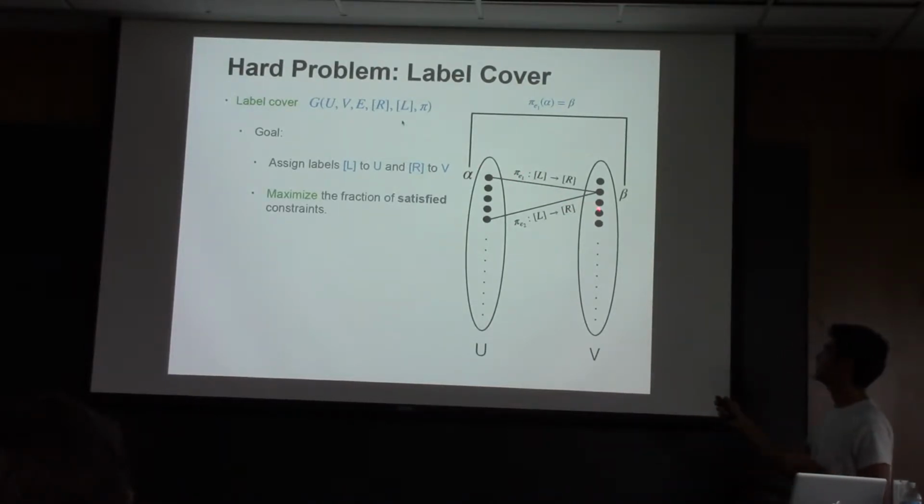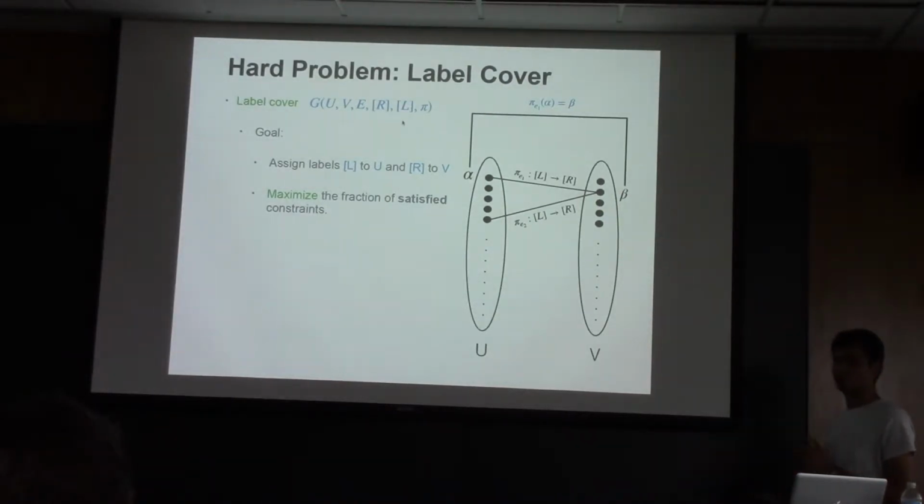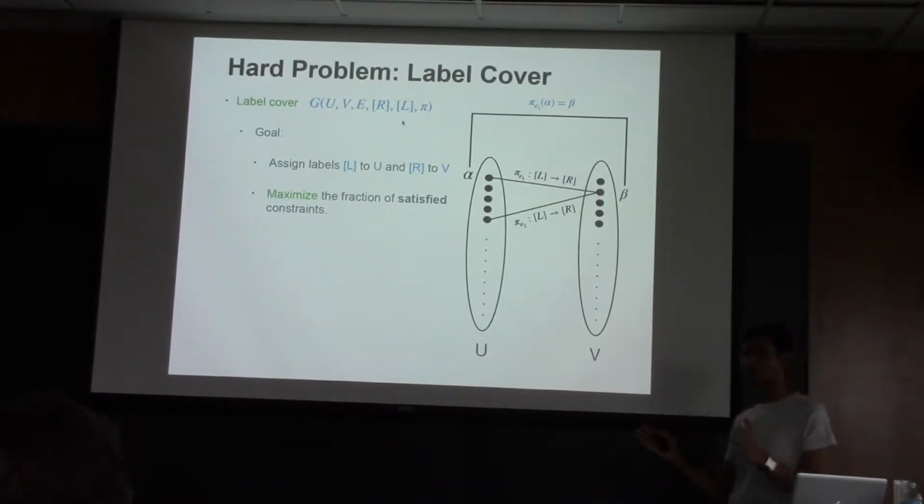If you look at this edge, the projection is given by the function phi e1, and if we label this vertex alpha and this vertex beta, then we say that these labels satisfy this edge if this holds: that with respect to phi e1, alpha gets projected to beta. And so the goal is just to find the labeling to these vertices so as to satisfy as many edges as possible.